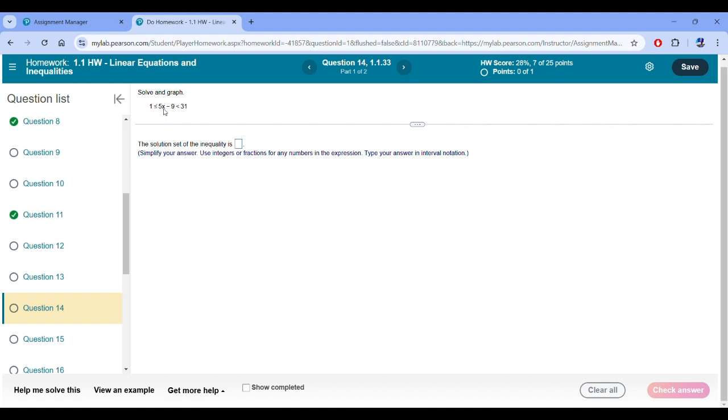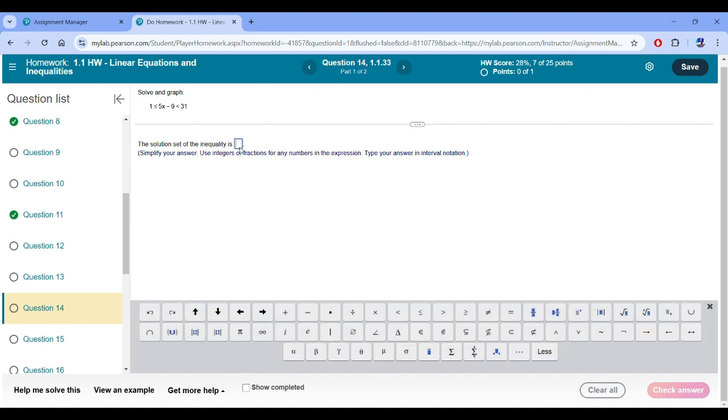14. Solve and graph. So let's see here. This is going to be this inequality. So the first thing I'm going to do is add 9 to both sides, which gives 10 and 40. Dividing by 5, I get 2 and 8. So that means my answer will be hard bracket 2 comma 8, hard bracket.